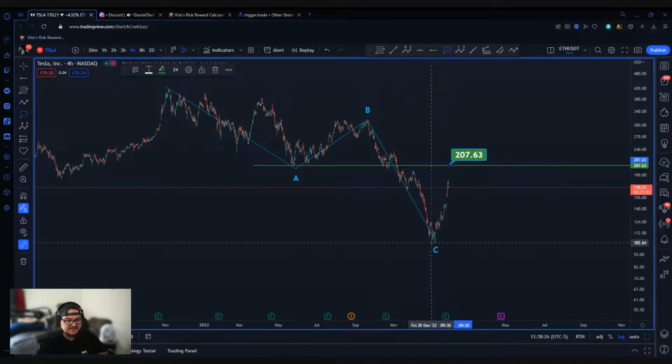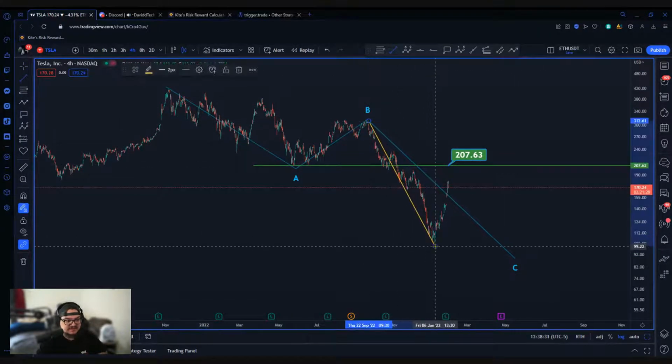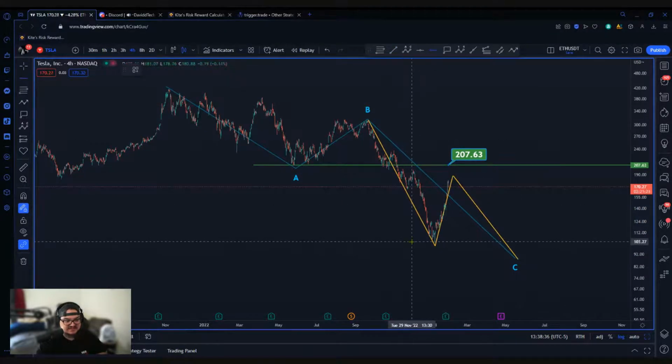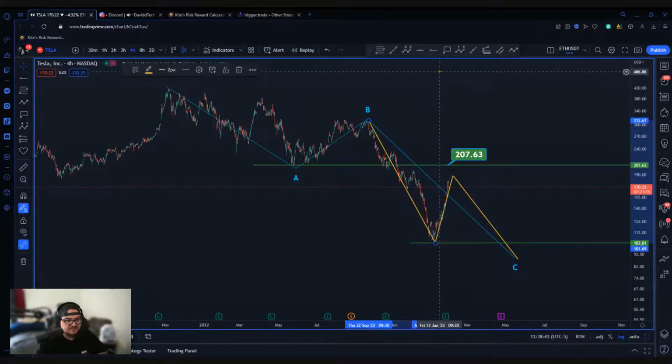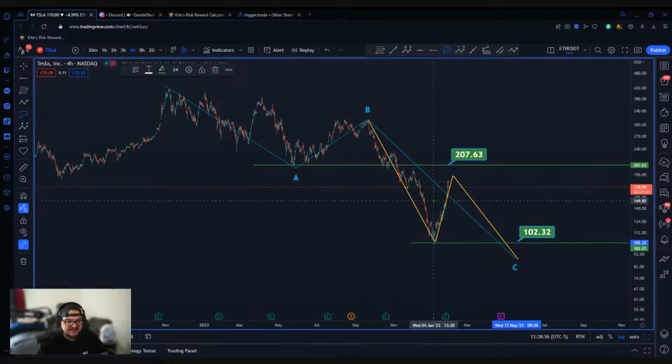Another scenario, what could be happening is that maybe the C leg is extending further, and maybe we're working on a much larger A to a B to a C. If that is the case, I need to see the low of this pivot around 102 be broken. And then I can be a little bit more bullish on that and try to catch the swing higher. But that doesn't necessarily have to happen. If we can continue to push above 207, things are definitely looking good for Tesla at that pivot there for me. There's really no bear setup at the moment.